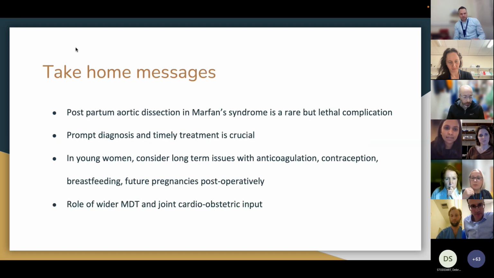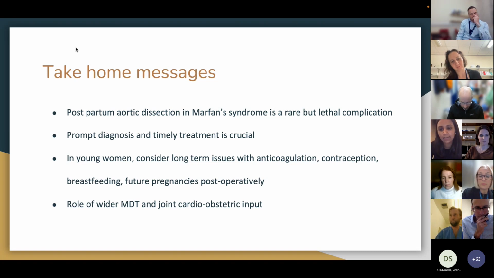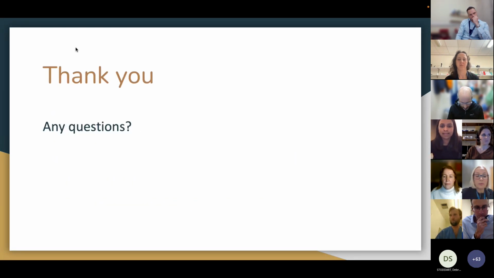So just a few take-home messages from this case. As Justina mentioned, postpartum aortic dissection is rare but a lethal complication. It is extremely important to diagnose promptly and treat in a timely fashion. In young women such as herself, consider long-term issues with anticoagulation, contraception, and breastfeeding in future pregnancies. And I think this case really highlights the importance of the wider MDT and a joint cardio-obstetric input. So that was all my slides. Thank you. Oh, thanks very much.